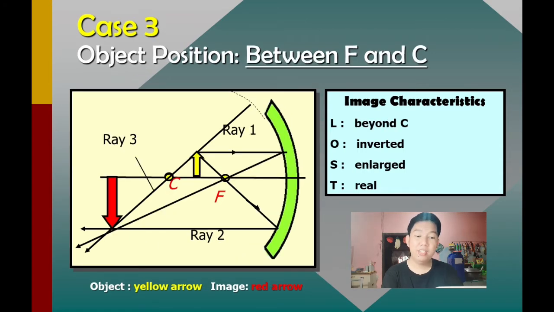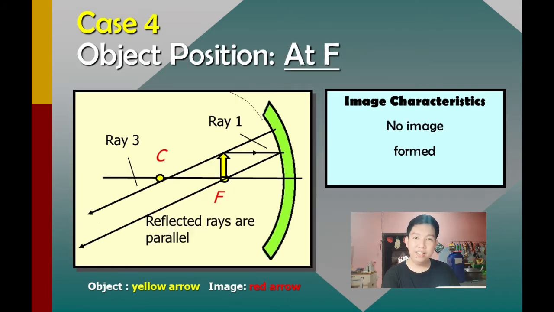The case number 3, wherein the object is placed between C and F. So, the image characteristics, the L is beyond C. The orientation is inverted, the size is enlarged, and the type is real. The fourth case, wherein the object is positioned at exactly F. So, as you notice, there is no intersection of reflected ray, therefore, there is no image formed in this case.